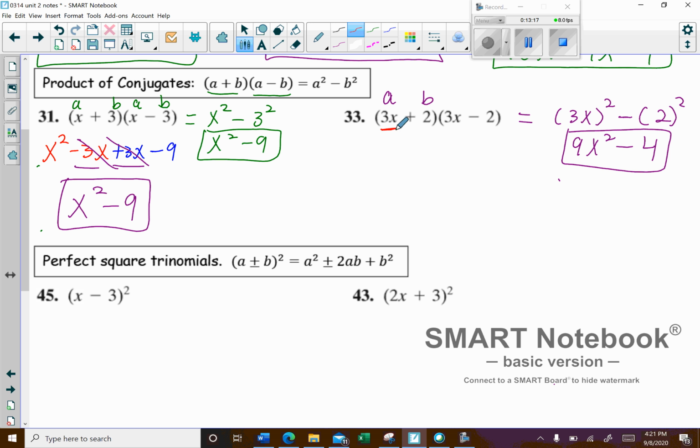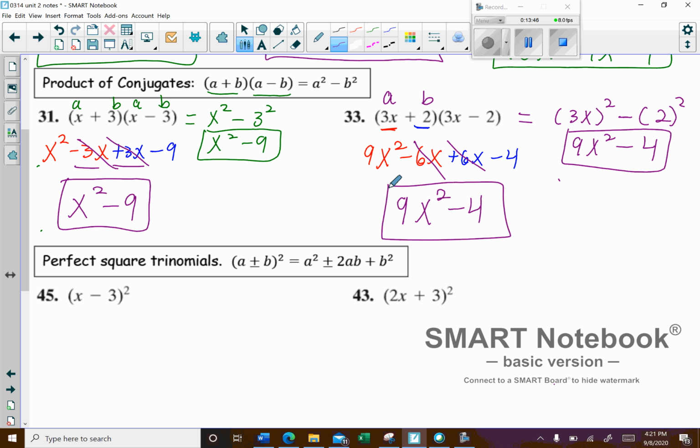So I'll start by multiplying both of those by 3x. So let's see, we get 9x squared minus 6x. And we're going to multiply that plus 2 by both of these. So we'll get plus 6x minus 4. And then in the middle, once again, those just cancel out. And that's what's special about these conjugates. And that's actually what we like about them. And like I said, it'll be something that we'll see later on in some of our other units. So the word conjugate will come up again later.